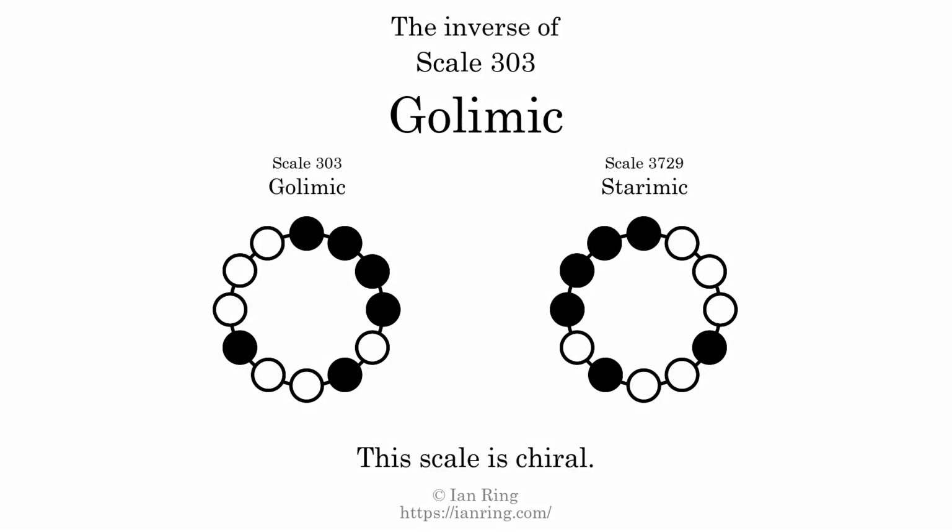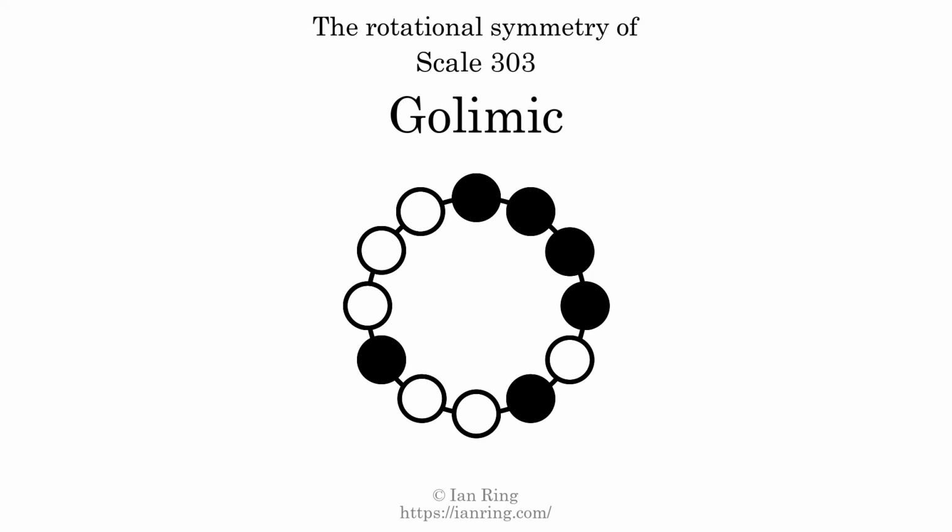The inverse of a scale is a mirror image. It is what you get when the sequence of intervals is reversed. The inverse of this scale is scale 3729, also known as styromic. This scale is chiral. It cannot transform into its inverse by rotational transformation. This scale has no rotational symmetry.